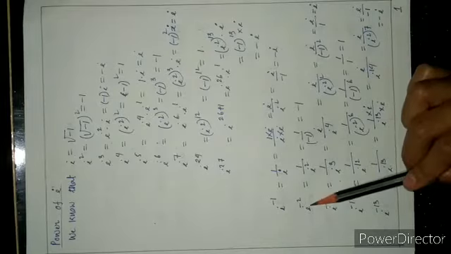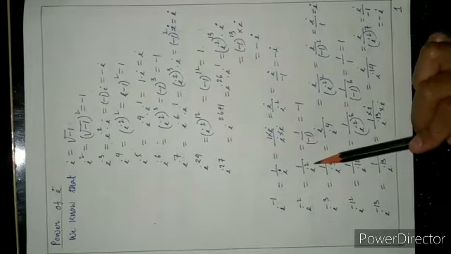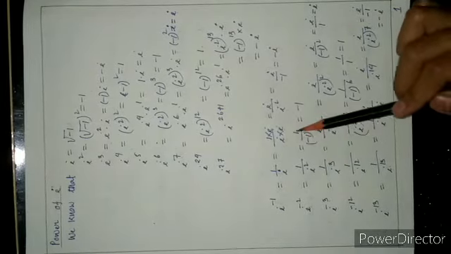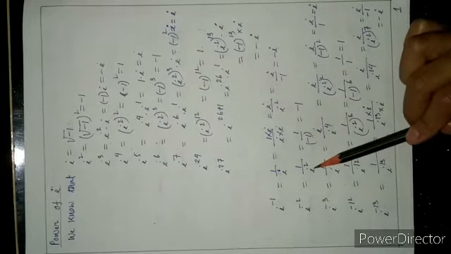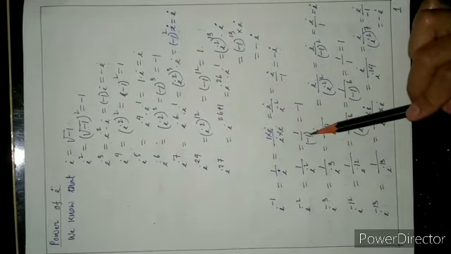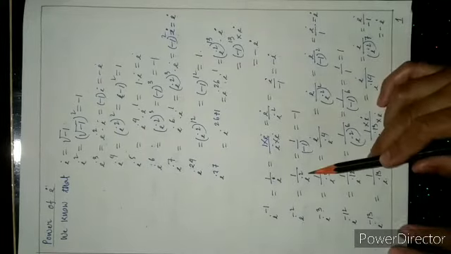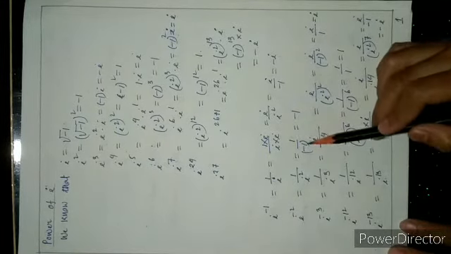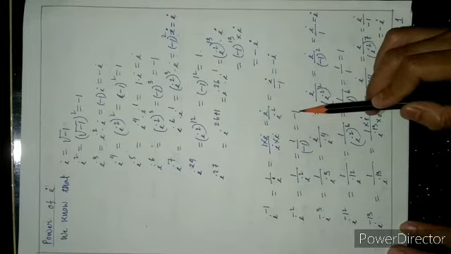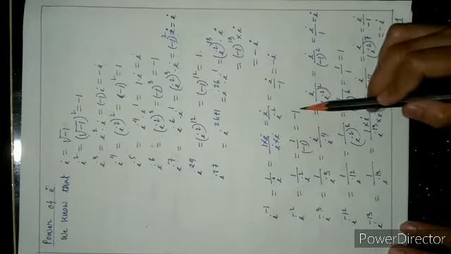Then in case of i to the power minus 2, 1 divided by i square equals 1 divided by the value of i square, which is equal to minus 1. So 1 divided by minus 1 is equal to minus 1. I to the power minus 2 is equal to minus 1.